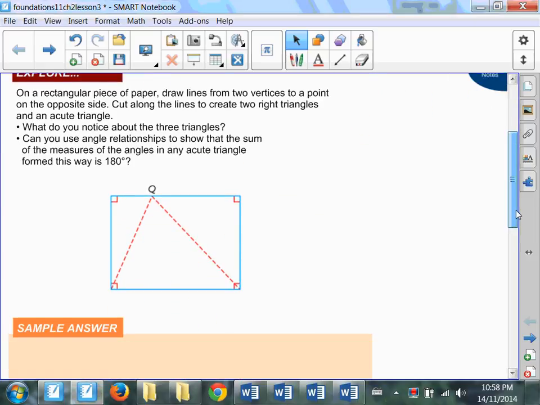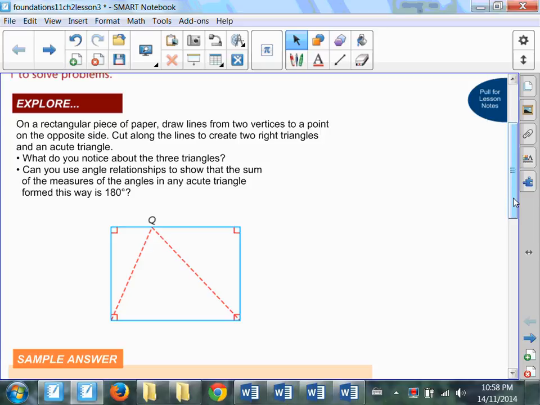We'll start off with this right here. On a rectangular piece of paper, draw lines from two vertices. So pick two of the corners. It could be like these corners, this corner here and this corner here. Draw lines from those corners to a point on the opposite side. Cut along the lines to create two right triangles and an acute triangle. So this will be your right triangle number 1, this will be right triangle number 2, and this will be your acute.